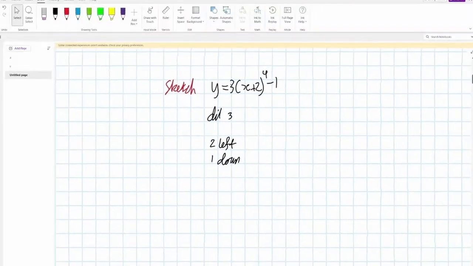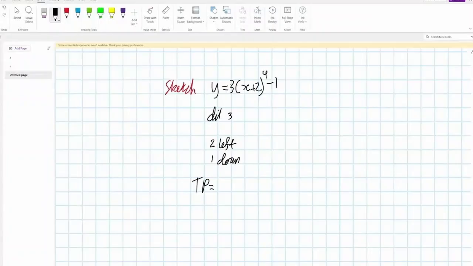And so with that information, we can say the turning point, we'll say is TP, not to be confused with toilet paper. Well, that's going to be 2 to the left, which would be -2, and then also 1 down, so -1. That's going to be our turning point there, or TP for short.